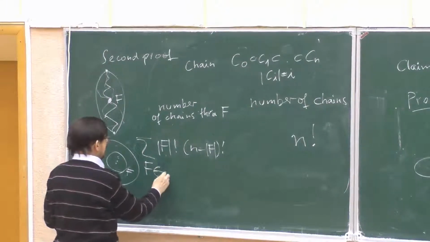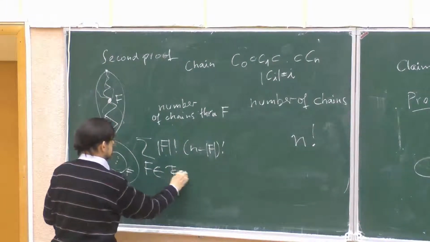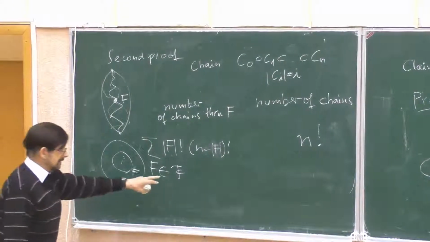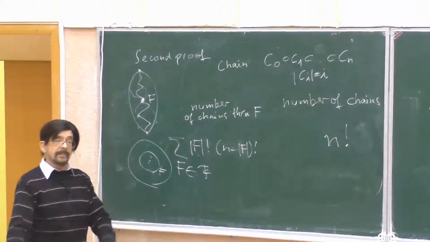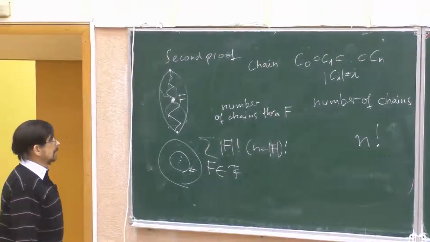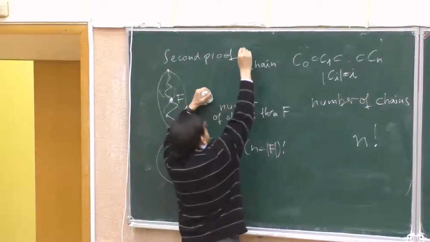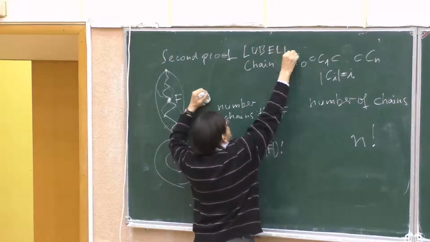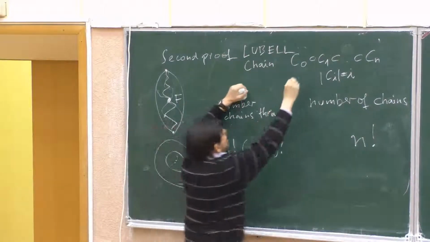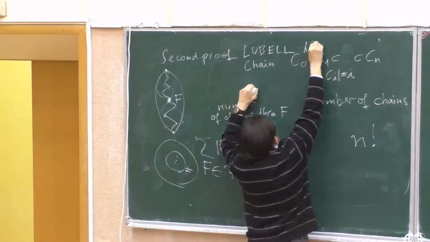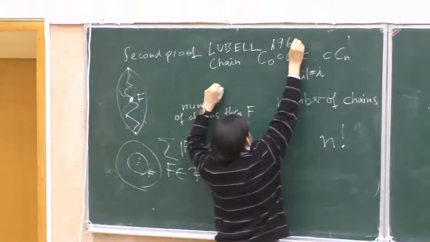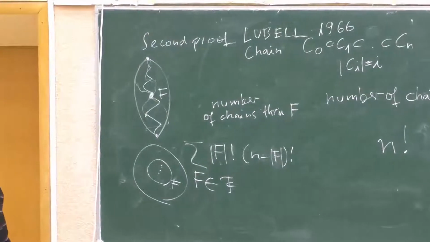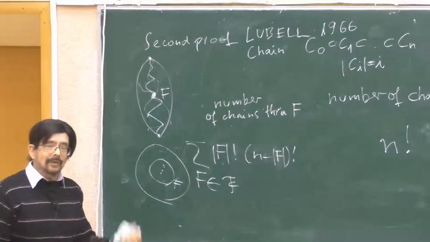So now add them up for all members. So this is a family satisfying Sperner's condition. Oh my God, I didn't write his name. He invented this proof. 66.4. Now I am in trouble. Either 64 or 66.